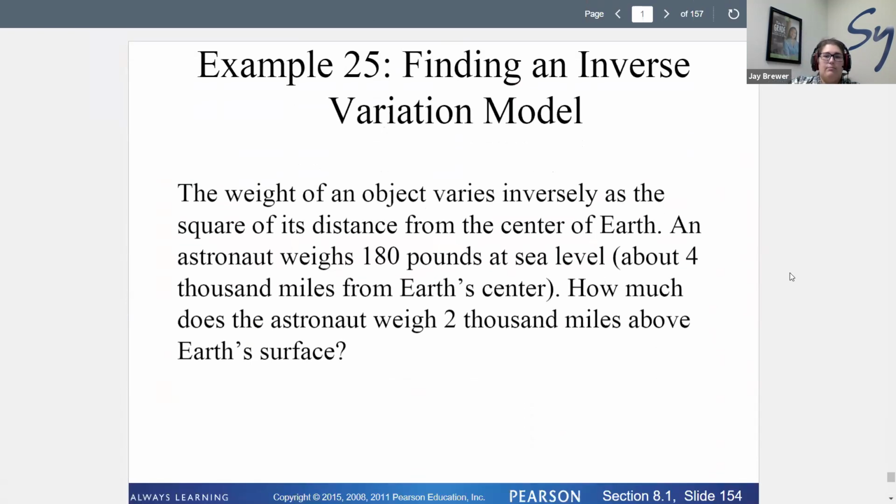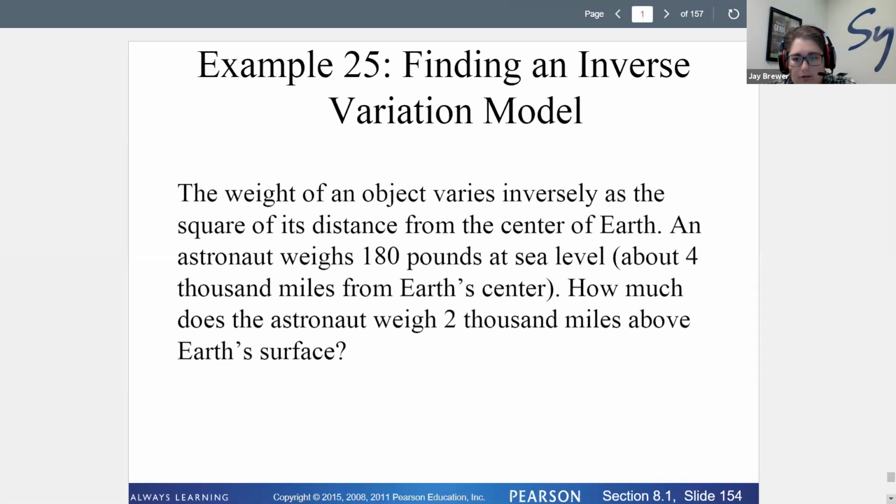So the last example says the weight of an object varies inversely as the square of its distance from the center of the Earth. An astronaut weighs 180 pounds at sea level, about 4,000 miles from Earth's center. How much does the astronaut weigh 2,000 miles above the Earth's center?